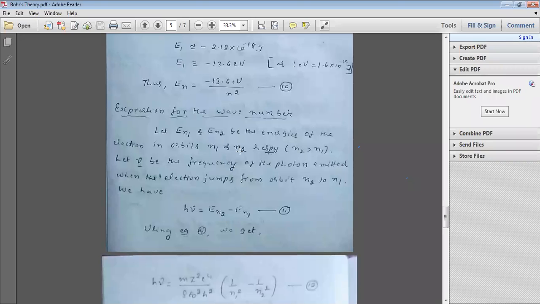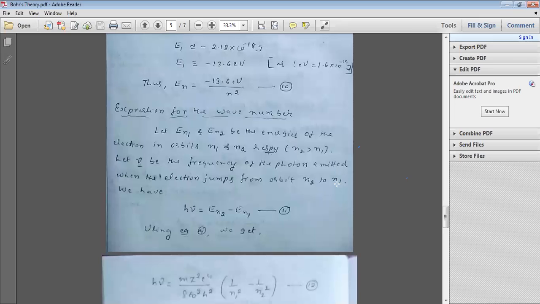The electron is initially in the n2 orbit, with energy En2, and then it jumps to the n1 orbit, which has lower energy En1. So in that case, let nu be the frequency of the photon emitted when the electron makes a transition from orbit n2 to n1.